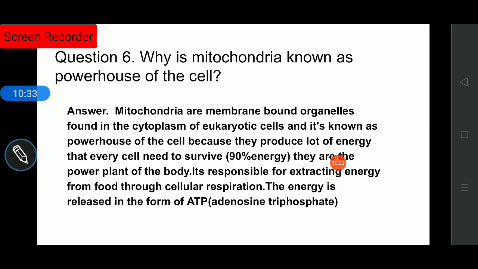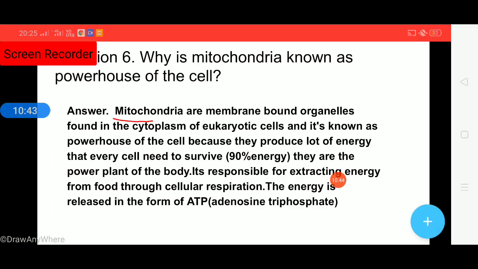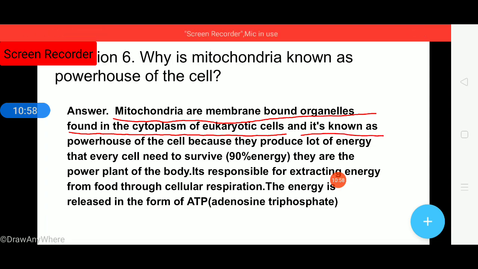So let's get to the next question. It is the last question, question number 6: why is mitochondria known as the powerhouse of the cell? So what is mitochondria? Mitochondria are membrane-bound organelles. They are tiny organelles found in the cytoplasm of eukaryotic cells, and they are known as the powerhouse of the cell.